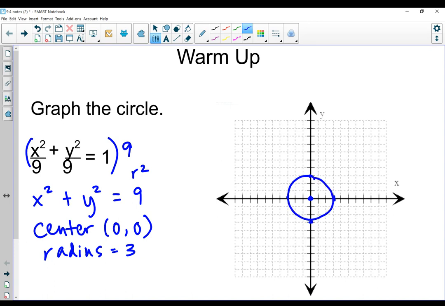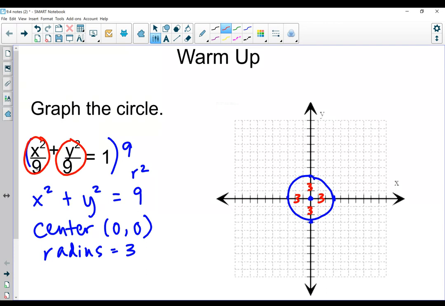So in math, I'm always trying to show you something we've already learned and then connect it to something new. So I really want us to reconsider this original equation. Where it has x squared divided by 9, what I want you to think about is that in the x direction, I've gone 3 units to the right and 3 units to the left. Where I have y squared over 9, I've gone 3 units up and 3 units down. So 3 units in that y direction.